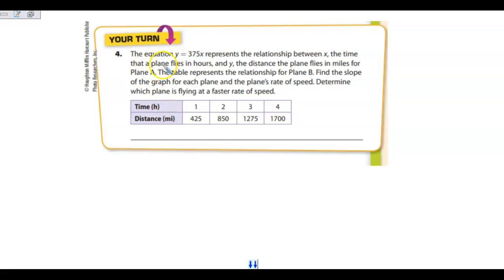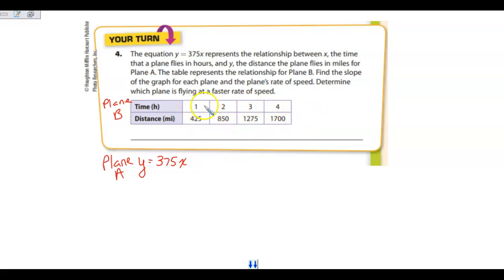So this would be for plane A. So plane A, this is plane B, and plane A is y equals 375x. So we know that this plane A is flying 375 miles per hour. I see that, and remember, unit rate is by the 1. So this one is flying 425 miles per hour.